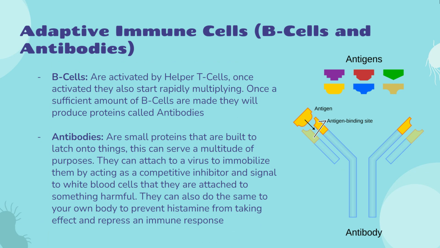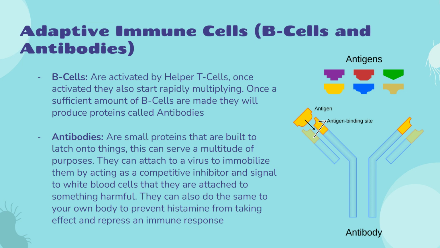Adaptive immune cells. This is about B cells and antibodies. B cells are activated by helper T cells. Once they're activated, they will rapidly start multiplying. Once there's a sufficient amount of B cells, they will begin to produce proteins called antibodies. Antibodies are small proteins that are built to latch onto things. This can serve a multitude of purposes.